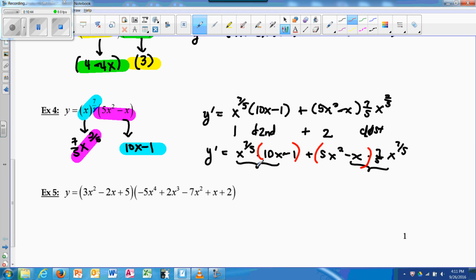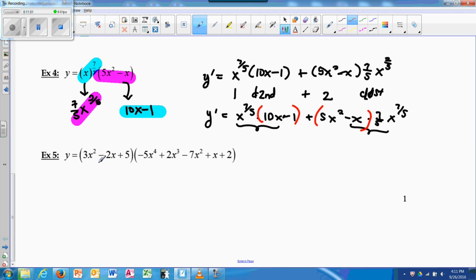Otherwise, your answer is incorrect, and you're going to lose 2 out of 3 points on this problem. They're going to give you a point for recognizing that you kind of did the product rule, even though incorrectly. But they're not going to give you the second point for the product rule, and they're certainly not going to give you a final point for an incorrect answer.